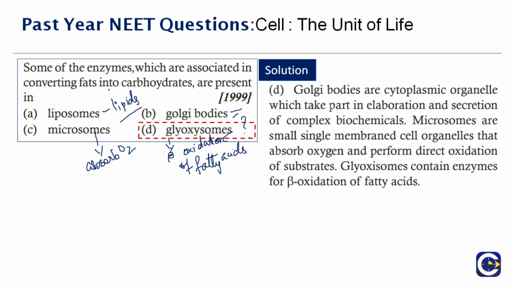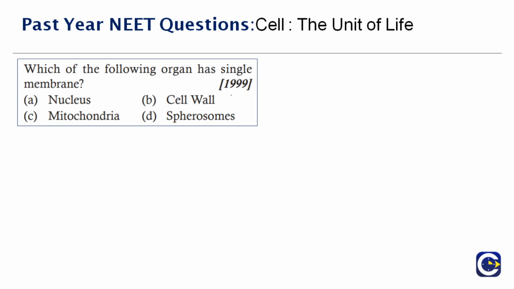Next question. This question was asked in the year 1999. Let's read it here. Which one of the following organelles has a single membrane? Very easy question to answer, I think. We already discussed in the earlier parts the organelles which have single membrane, double membrane and no membrane. So we all know what the answer is.